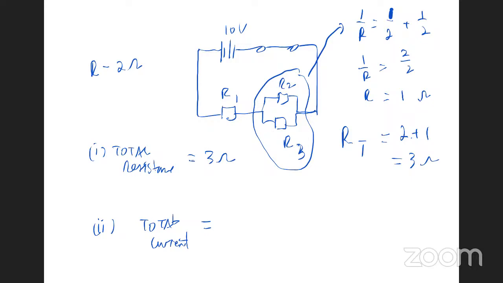How do we find current now? We know that V is equal to IR. So I is equal to V on R. So the voltage is 10 and the resistance is 3. All right? So it's 10 on 3 amperes is current.